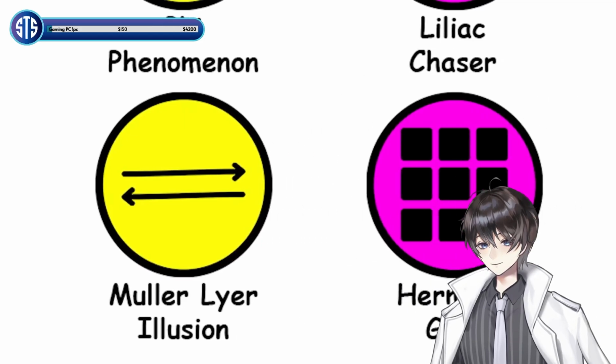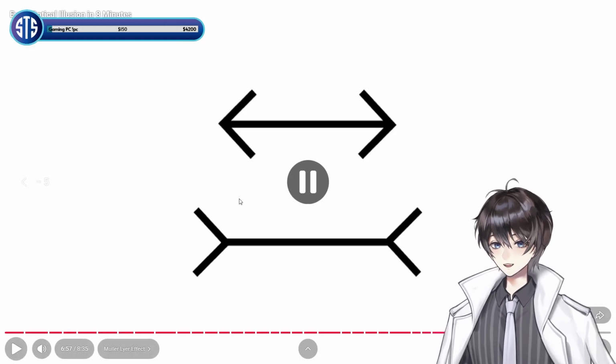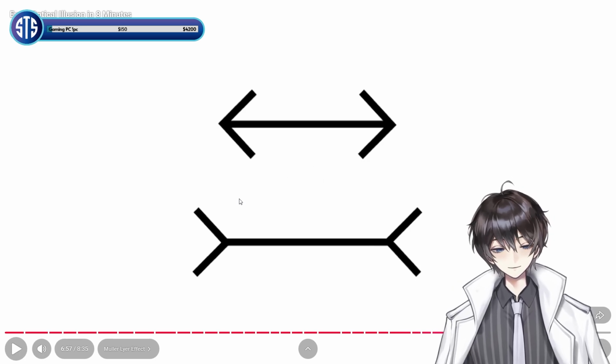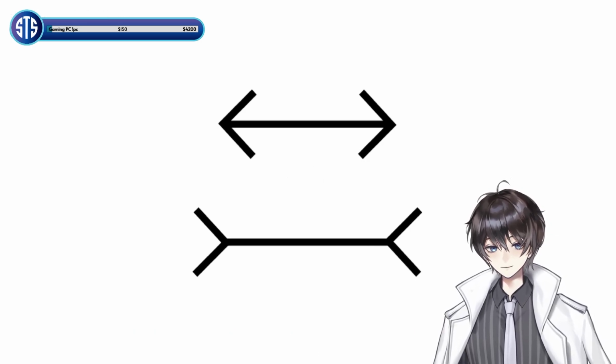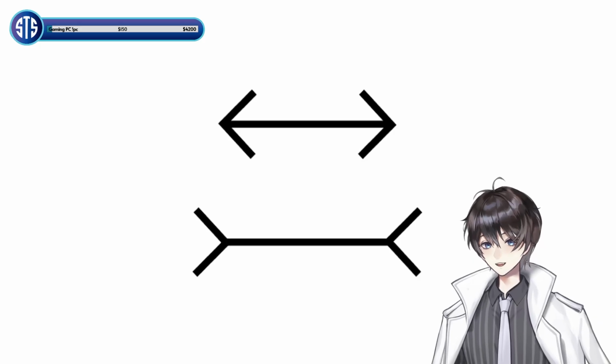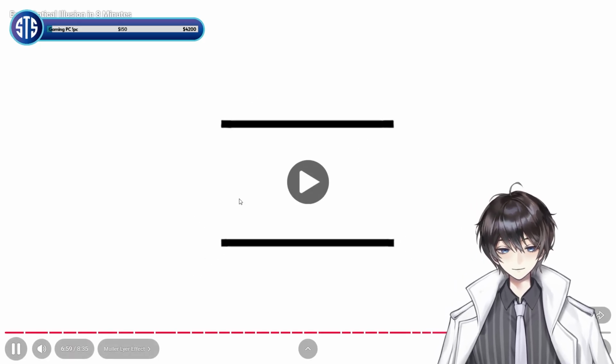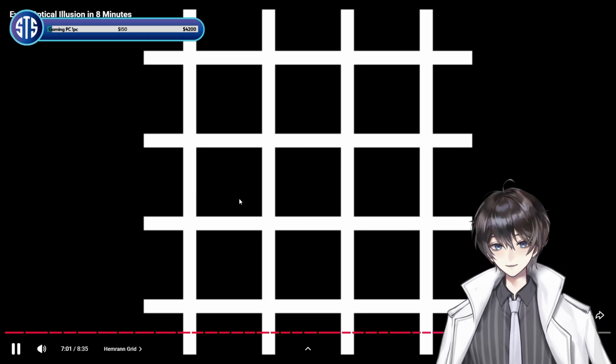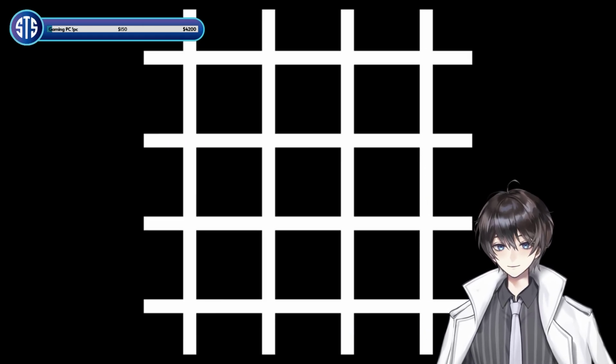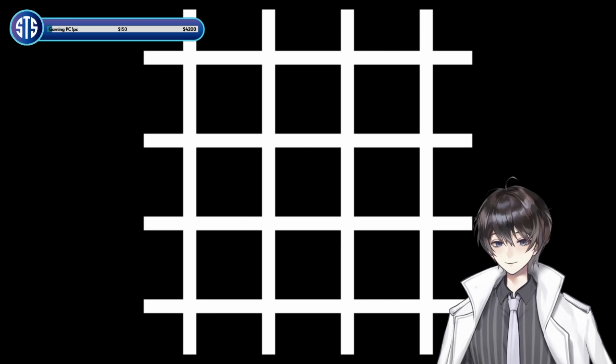Length. Hermann grid illusion. Ghost-like gray blobs seem to appear in the white intersections, but only if you don't directly look at them. The human eye is very fascinating because of optical illusions like we see, chat room.